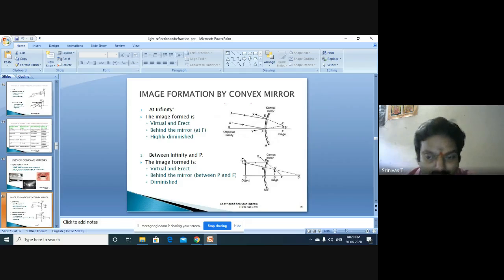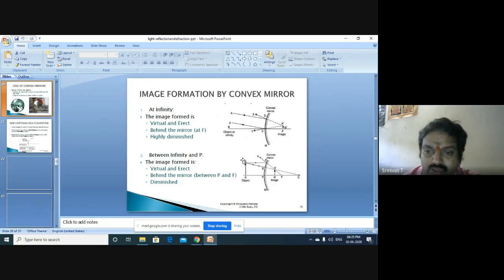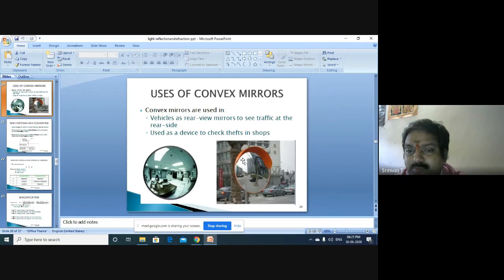Next, some more slides quickly. The uses of convex mirrors, as I told you: they are used as rear view mirrors to see traffic at the rear side, and as a device to check thefts in a shop. That can be seen simply, like the CCTVs, burglary alarms and all that we use now.